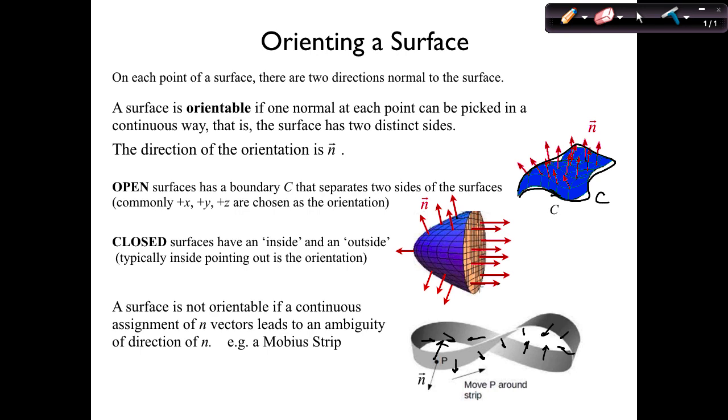Okay, does this slide make sense? Ask me if I lost you. Yes, please. When it says that a normal can be picked in a continuous way, what does that mean?